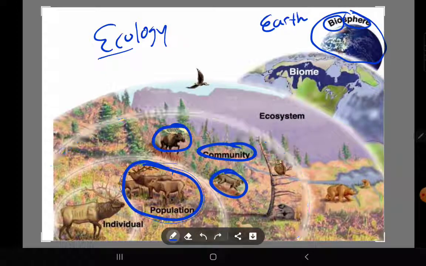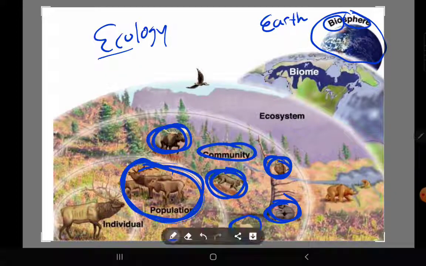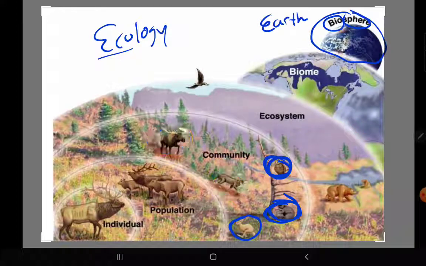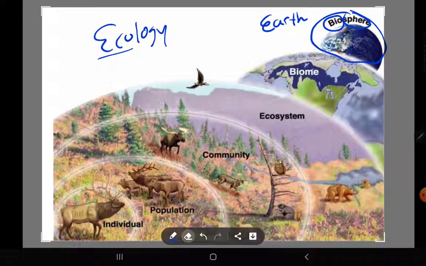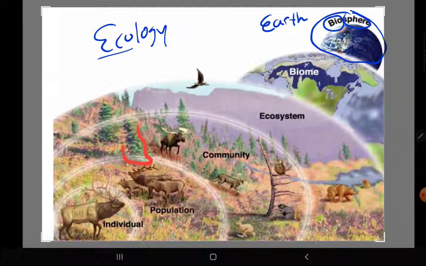Next is communities, and you will notice that here we are talking about multiple species. So the jackrabbit, the beaver, the owl, the lynx, the moose, the caribou, and let's not forget the most important members of the community, or at least the most forgotten, the trees. We always forget the trees. Trees and plants are also part of the ecosystem.